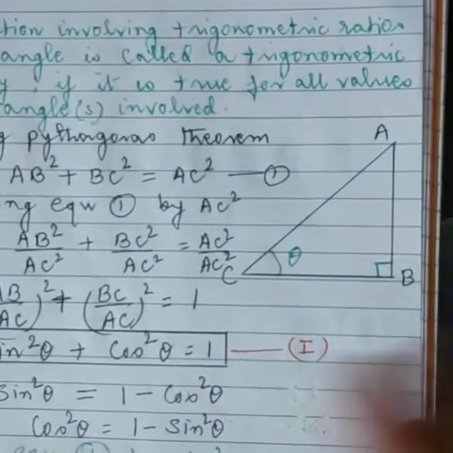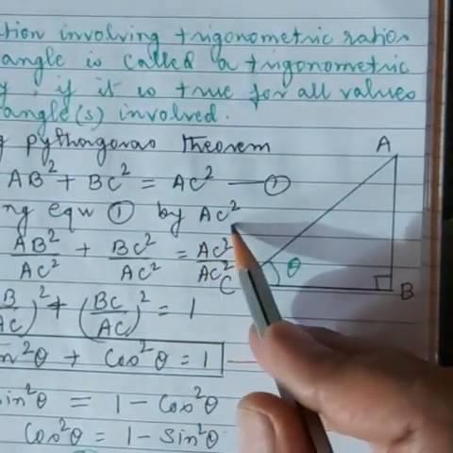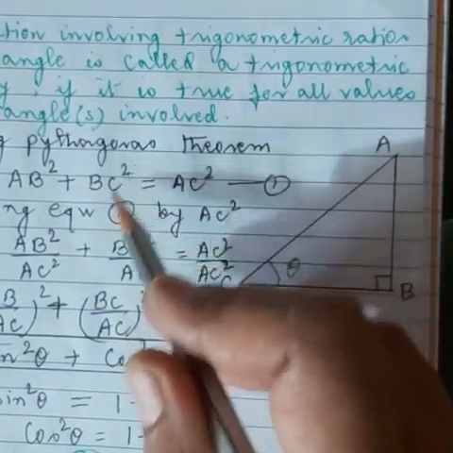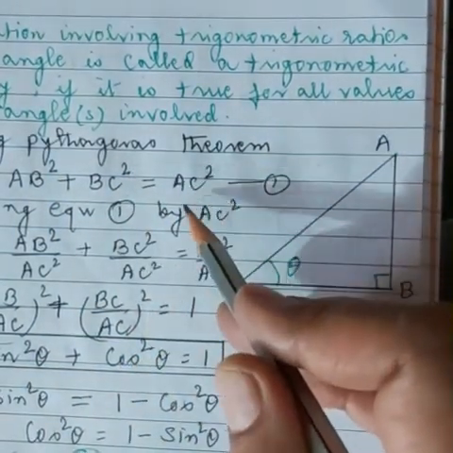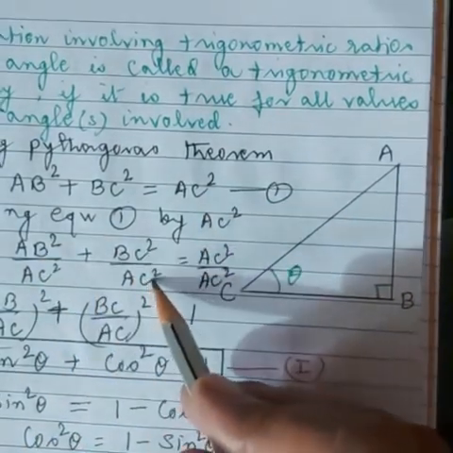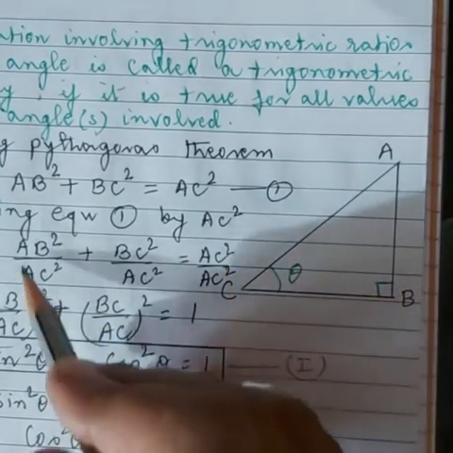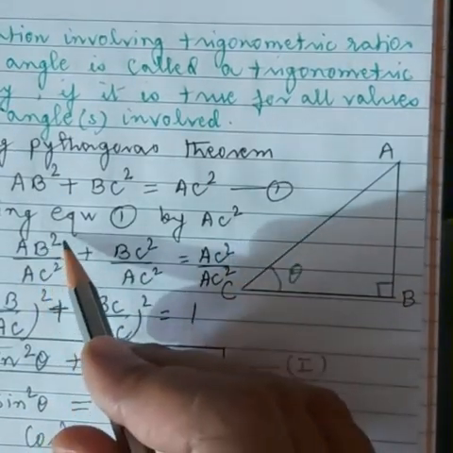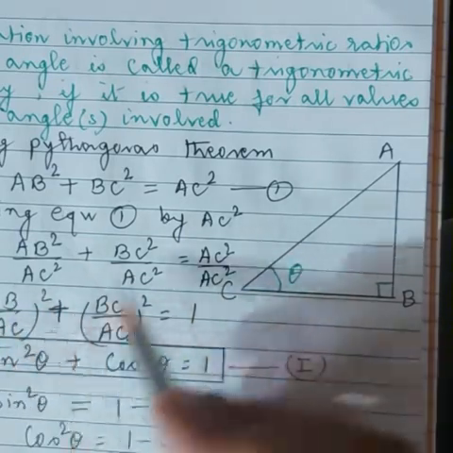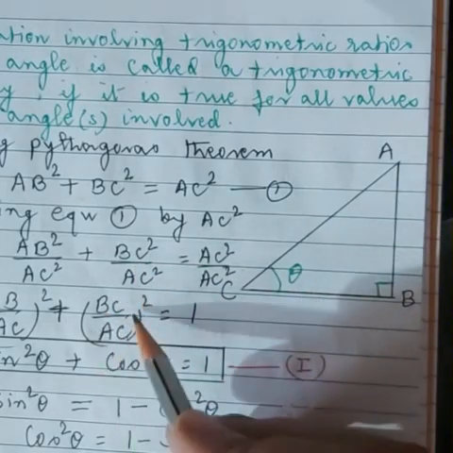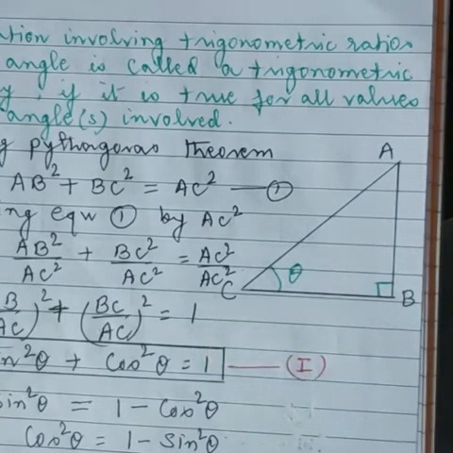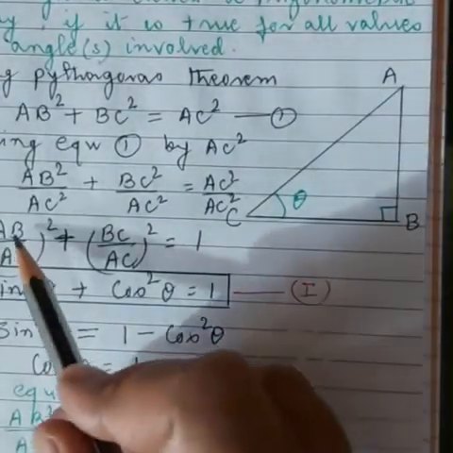Now dividing equation 1 by AC square. Divide AB square by AC square, BC square by AC square, and of course AC square by AC square. So AB square by AC square plus BC square by AC square is equal to AC square by AC square. AB square by AC square we also write as AB by AC whole square. Similarly BC by AC whole square, and of course AC square by AC square is 1.